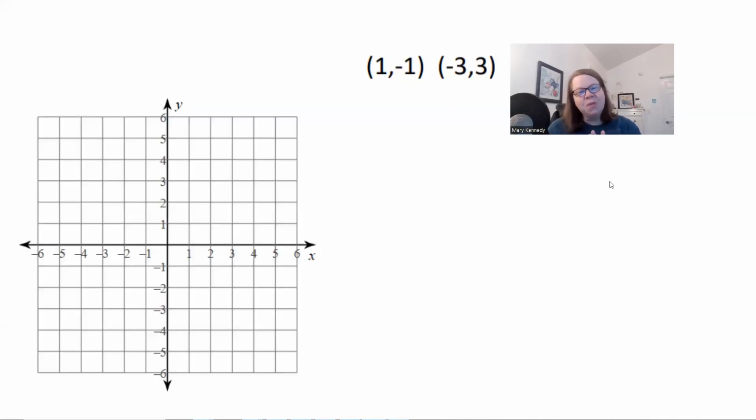We're going to look at slope and finding the slope of 2 points, and we're going to do it 2 different ways. So one is to graph it and the other is to use the slope formula. Let's get started. If we are going to plot these 2 points, at (1, -1), I'm going to go right 1, down 1 and put a point. And (-3, 3), I'm going to go left 3 and then up 3 and put a point. When I connect the 2 dots, then I have found my slope. And so it'll look something like this.